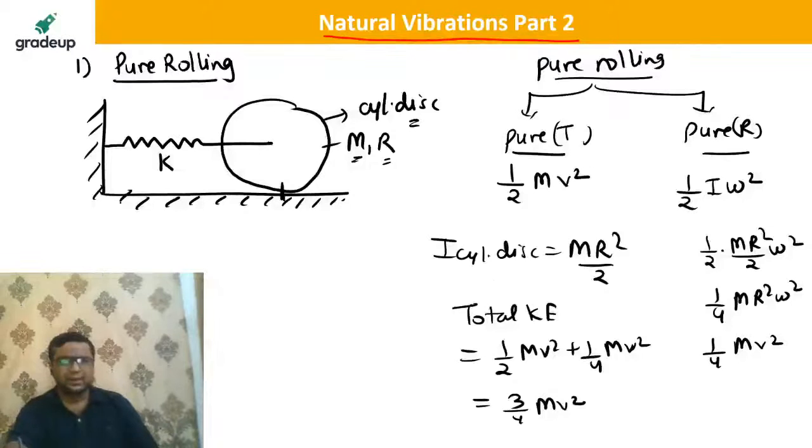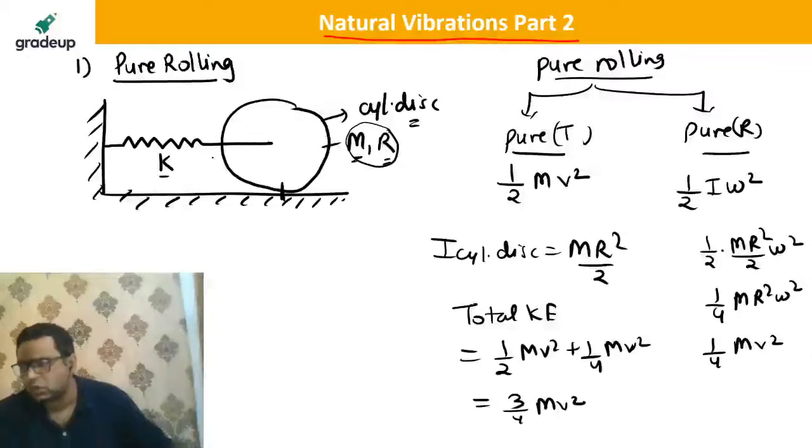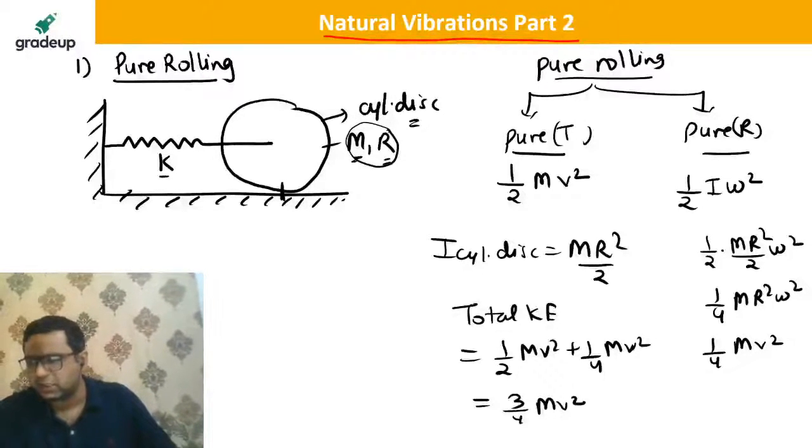If this kind of question is given, a spring with stiffness k and a cylindrical disc with mass m and radius r. Mitesh, hello. Mitesh Jadhav, hello.